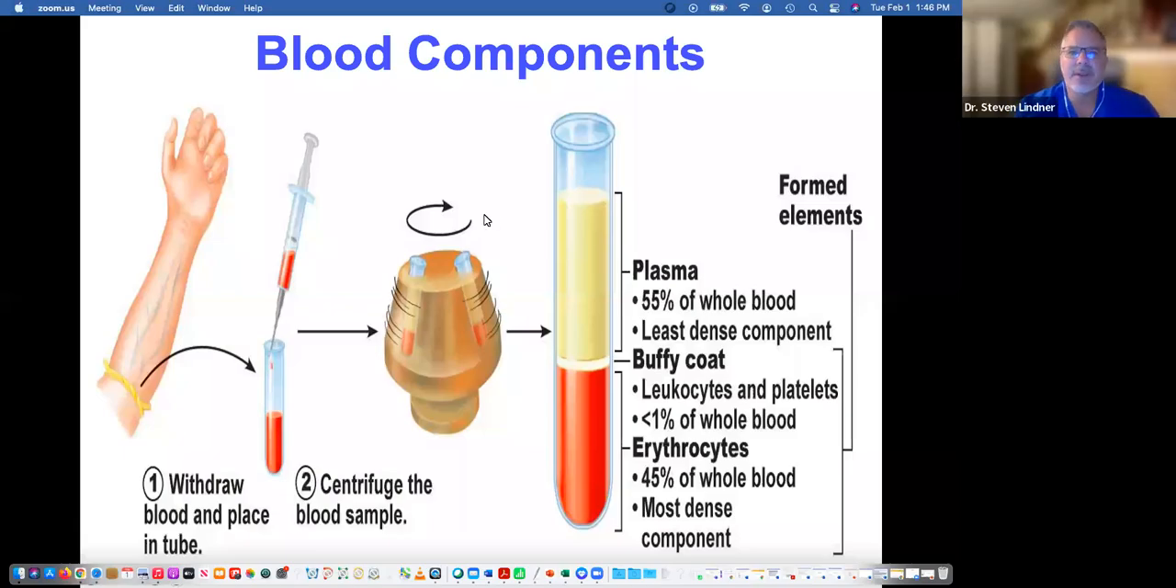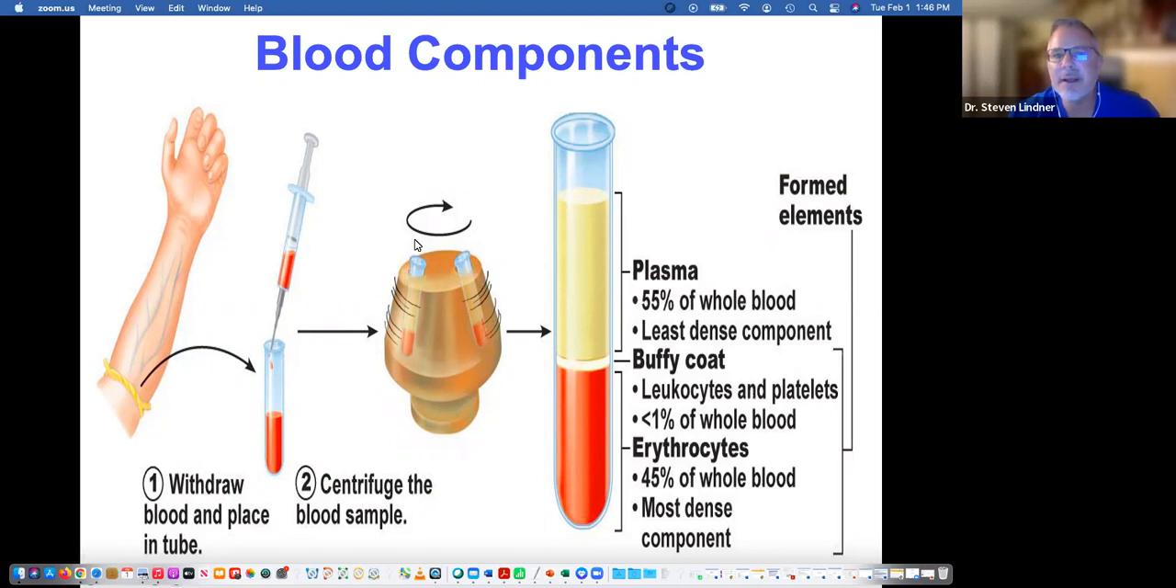Okay, in this short video, we're still continuing on connective tissue. We're going to be talking about liquid connective tissue. And one of the important liquid connective tissues is called blood. When you have blood drawn, blood is taken from a vein. That's why it's called a venipuncture. It's taken from a vein.